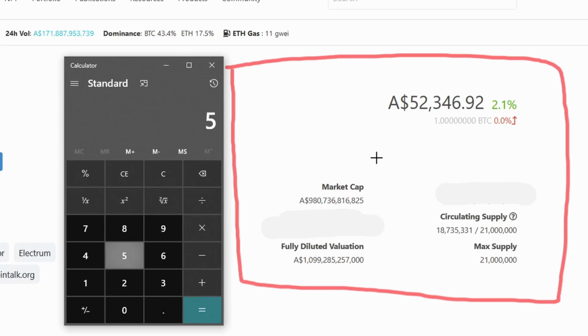So let's take the price, $52,346, multiplied by the maximum supply, so 21 million. And then we get the fully diluted valuation of just over $1 trillion. So you might be asking, what's the point of knowing the fully diluted valuation? Well, if the price was to stay at $52,346 for the rest of time, and Bitcoin kept chugging along and mining new coins every day, all the way up until all 21 million coins have been mined, then we'll end up with the fully diluted valuation.